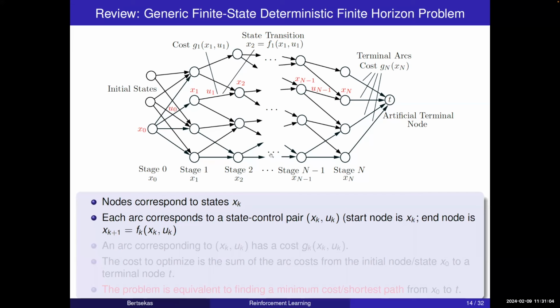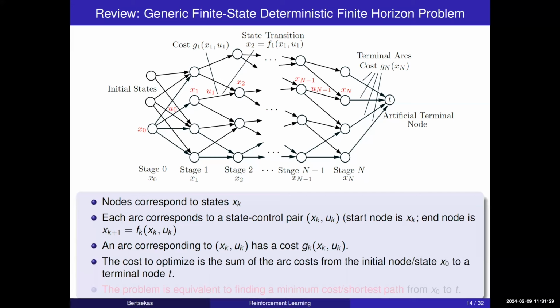Each node corresponds to a state xk, and each of these arcs corresponds to a state and control pair, where the start node is xk and the end node is xk plus one. So in the case of x0, this arc corresponds to applying control u0 at x0, and we arrive at x1. Also, an arc corresponding to xk, uk has a cost, gk of xk, uk.